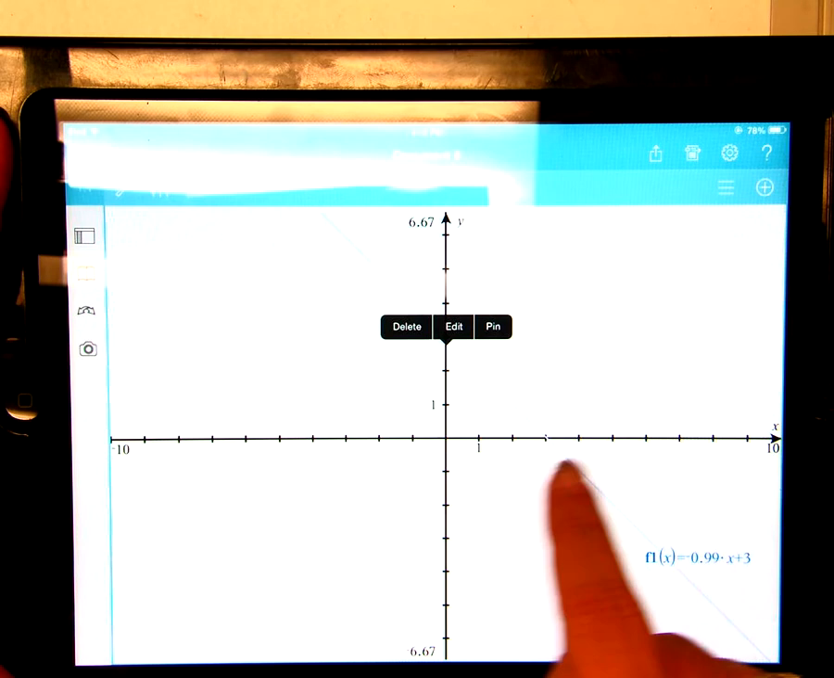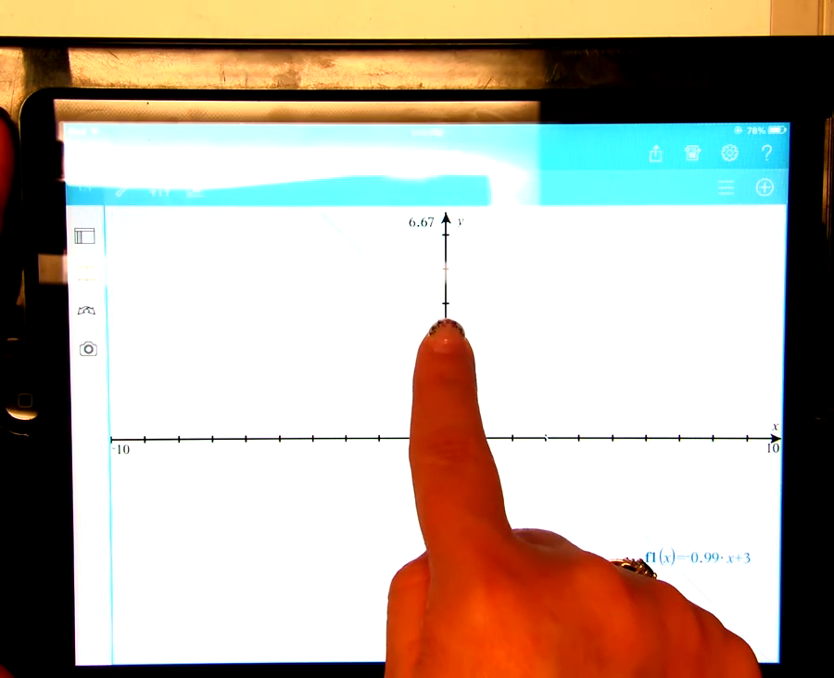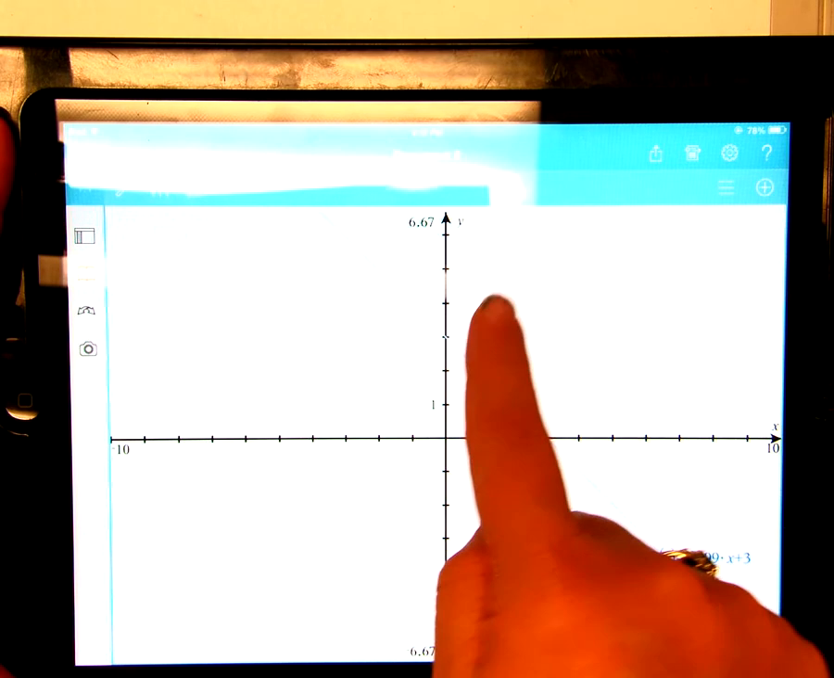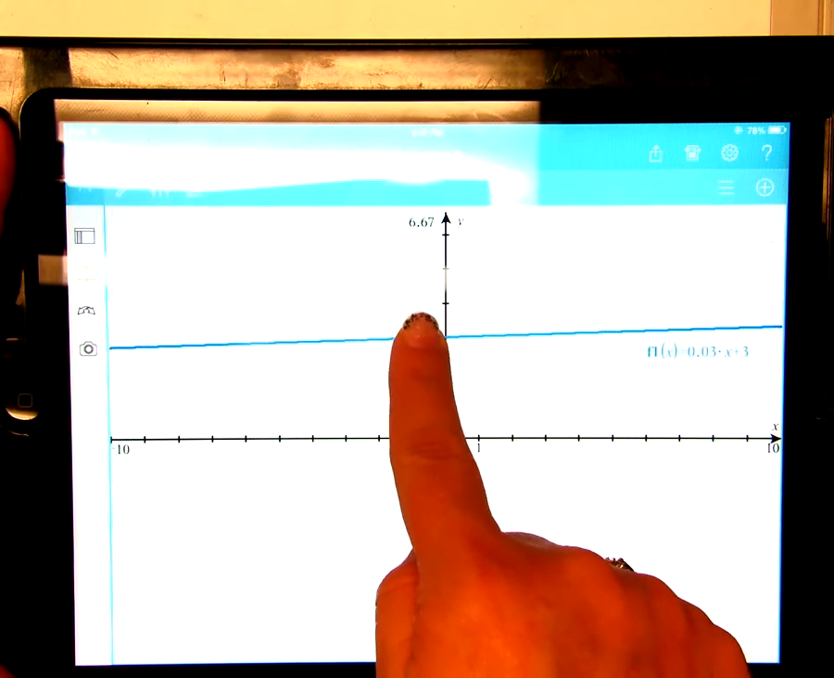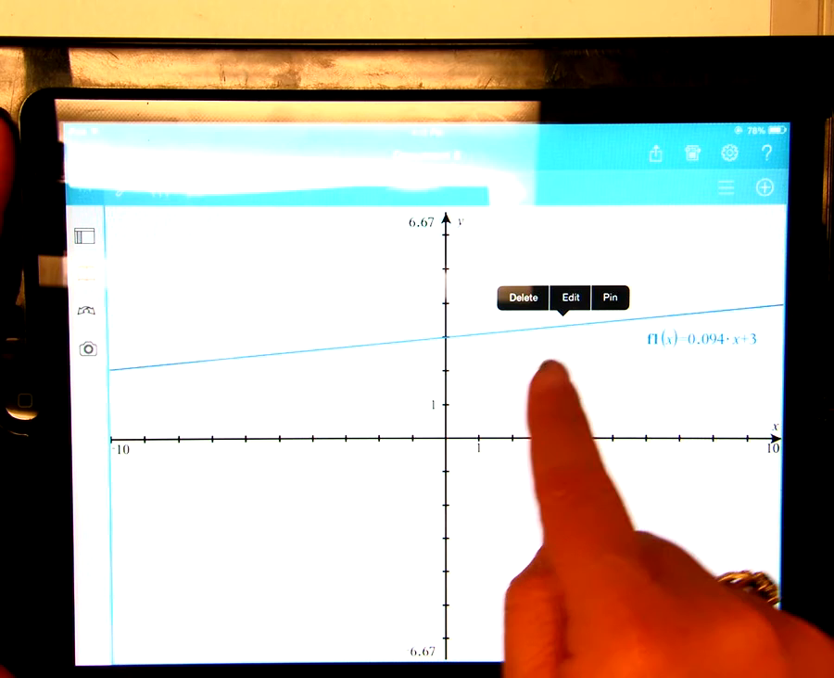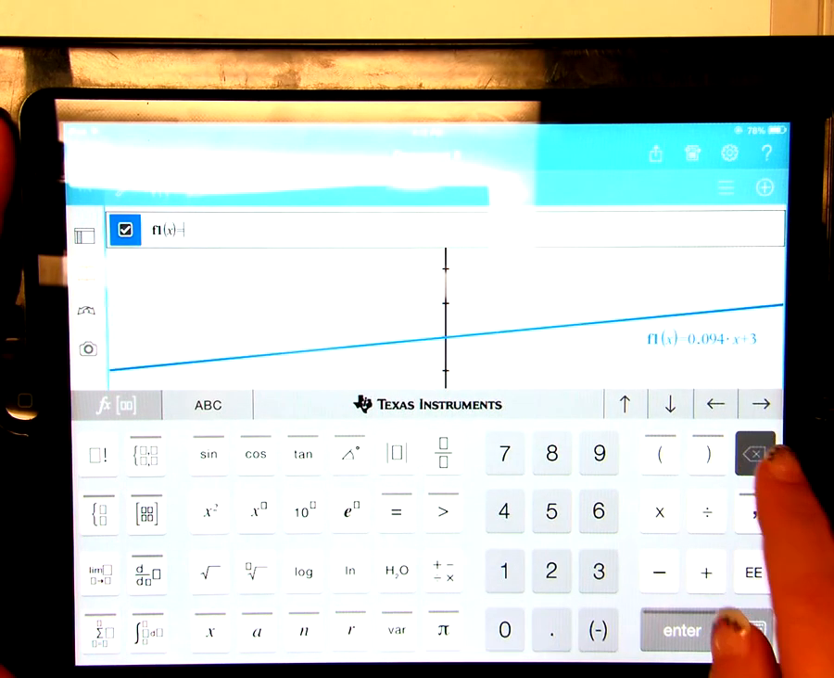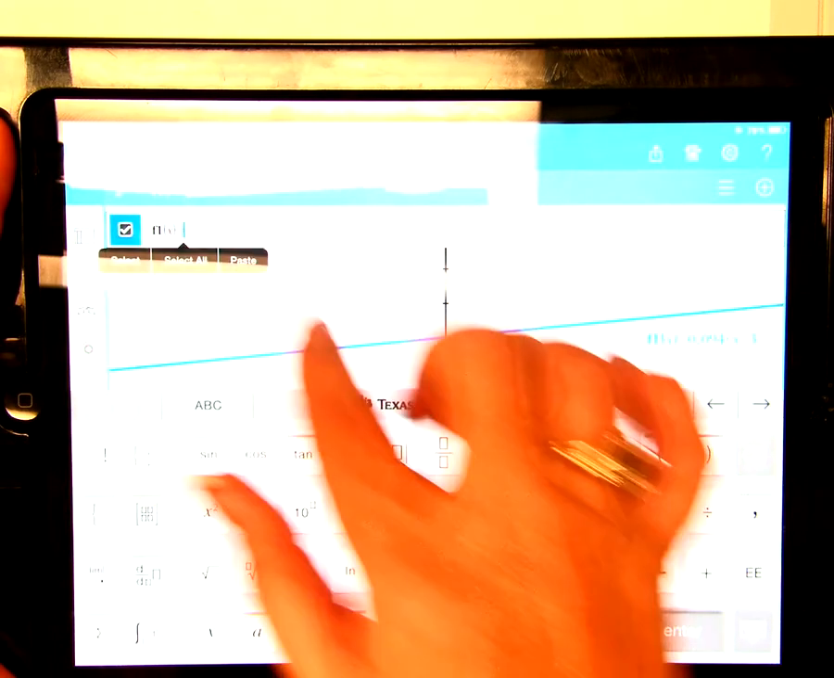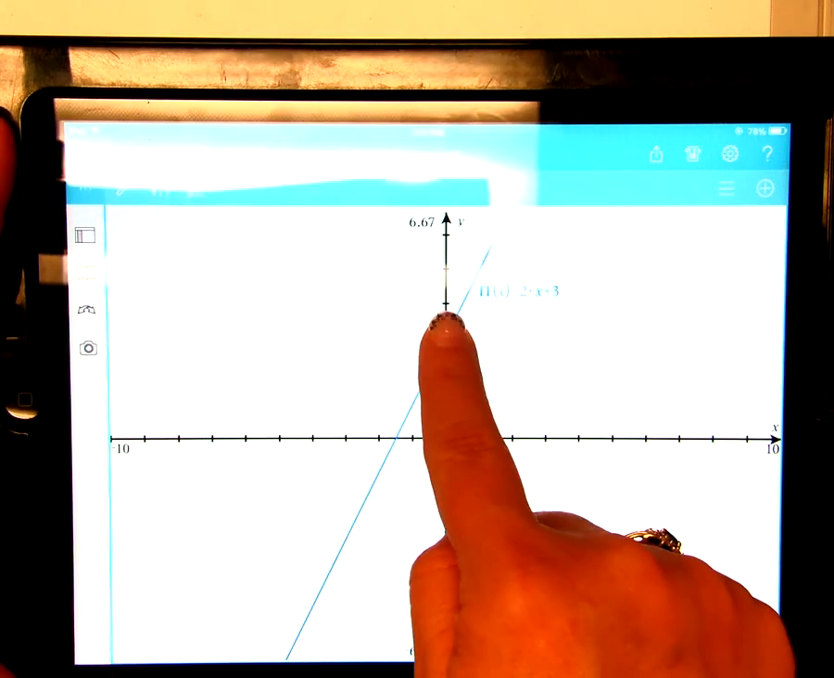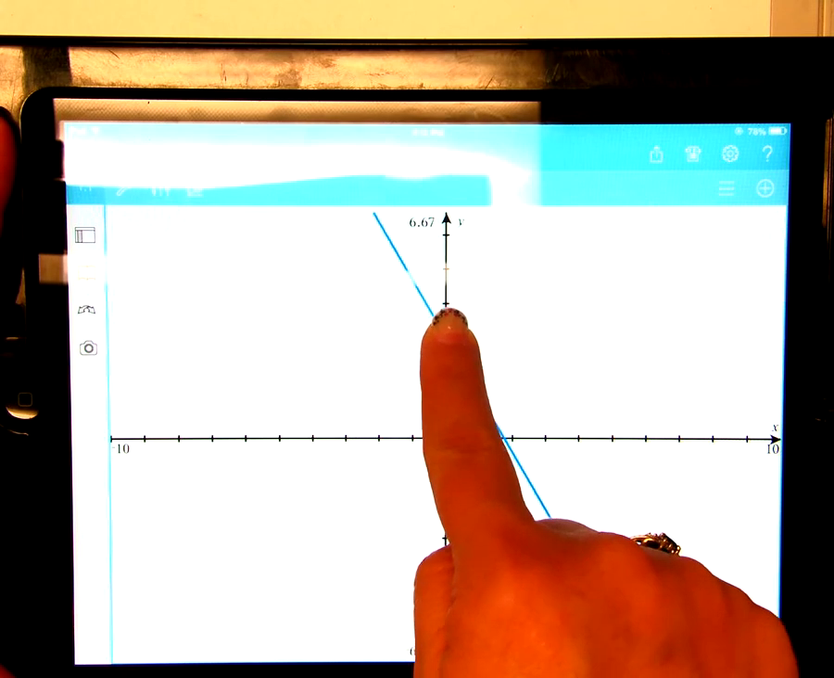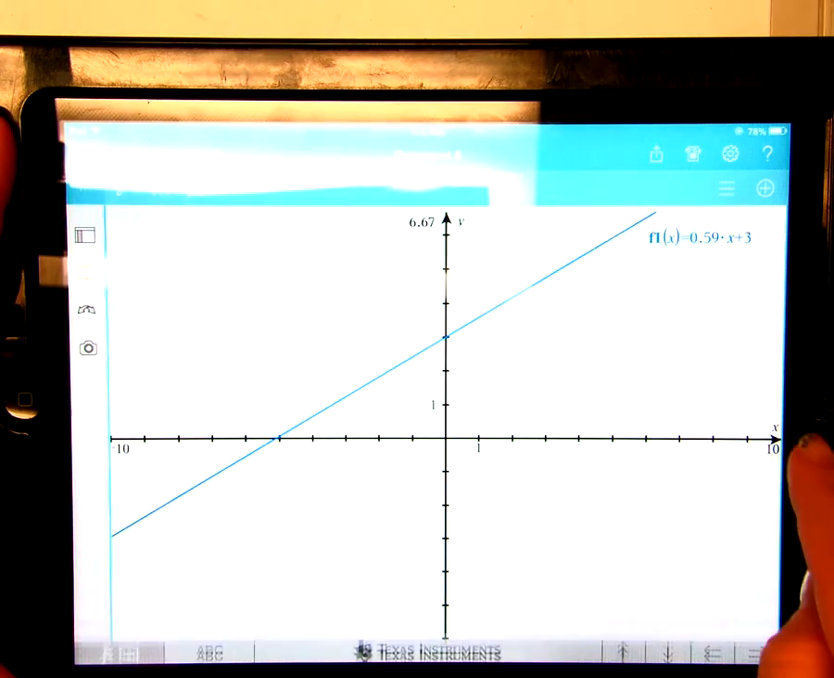Let's see. I don't know if it'll let me because I'm trying to do it fast. Nope, it's not going to let me. If I could show you this a little bit better, let me start over and see if that'll let me do anything. 2x plus 3. Now if I press and hold right there, nope, it's still just moving. It's supposed to let me move it up and down.